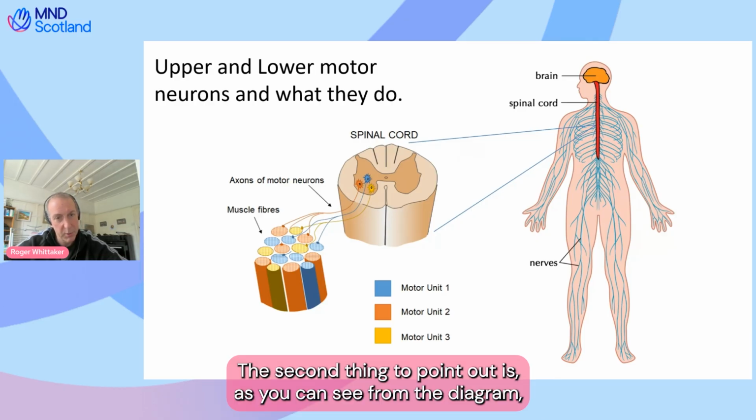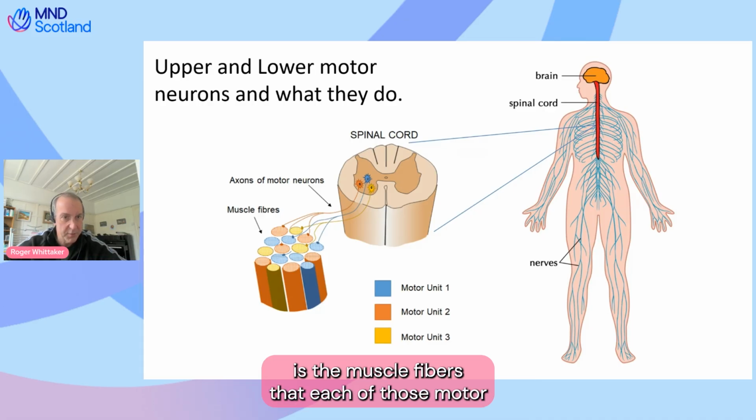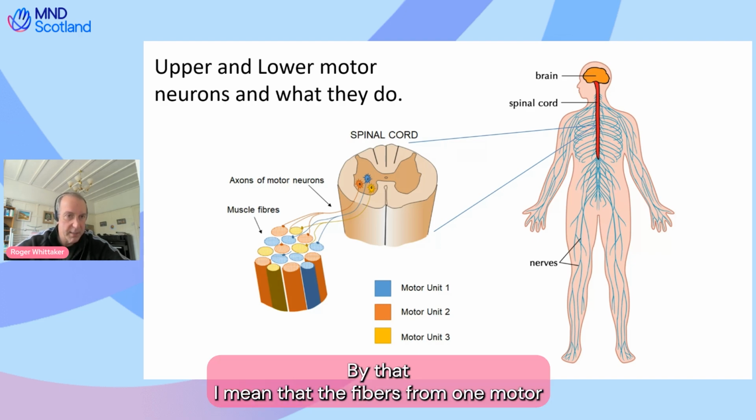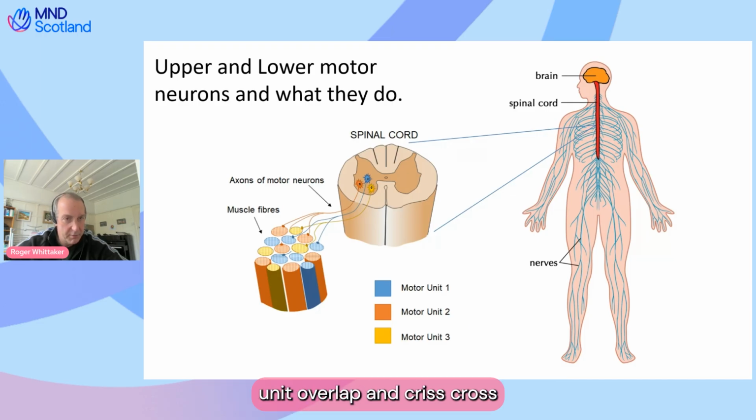The second thing to point out, as you can see from the diagram, is the muscle fibers that each of those motor nerves supplies are interdigitated. By that I mean that the fibers from one motor unit overlap and crisscross the fibers from another.